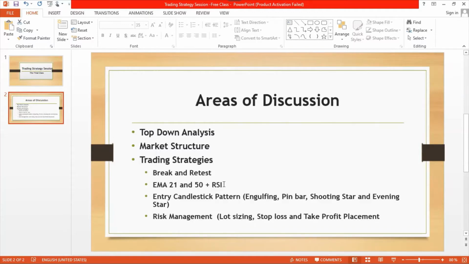So there are two types of trader. We have mechanical traders and we have discretionary traders. The two strategies that I've been using have been working very well. The entry candlesticks that we'll be looking for before we enter our trade are engulfing, pin bar, shooting star, evening star. And we are going to discuss risk management this morning, just a few minutes for that. Risk management is the most important thing we have to do so that we stay in the market for a longer time and don't blow our accounts. So that's just a brief on what we have done before you came around.